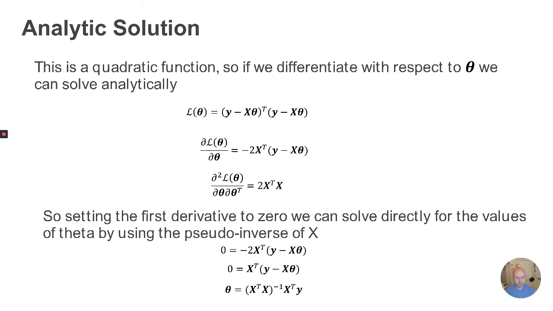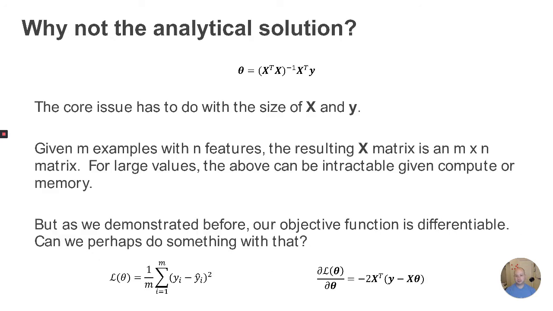But there are a lot of problems with this, and we talked a little bit about this in the last lecture. Hopefully this math doesn't scare you away. It's not super important, because this particular equation, the normal equation method, has a really big issue with the sizes of x and y. For example, given m examples with n features, the resulting x matrix is going to be an m by n matrix, and for large values, this particular calculation can be quite intractable.